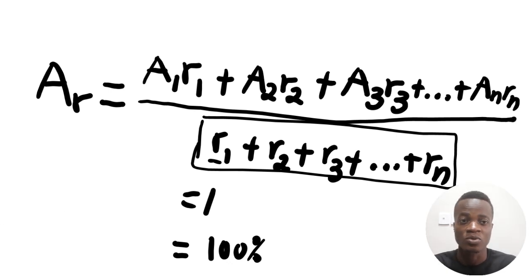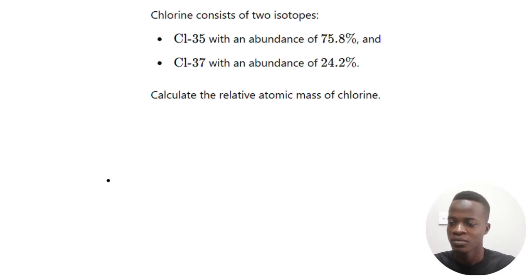Enough of the talk. Let's go and solve some questions. We have chlorine consisting of 2 isotopes: chlorine 35 with an abundance of 75.8 and chlorine 37 with an abundance of 24.2. Calculate the relative atomic mass of chlorine.